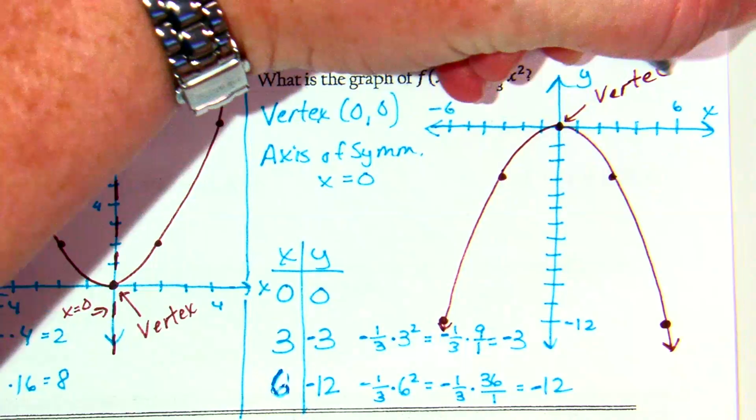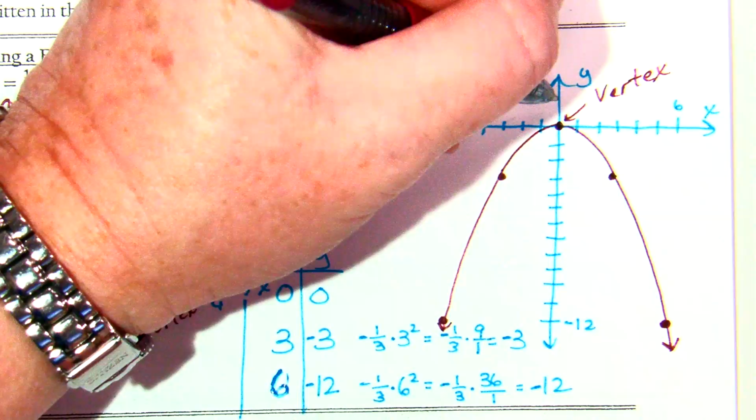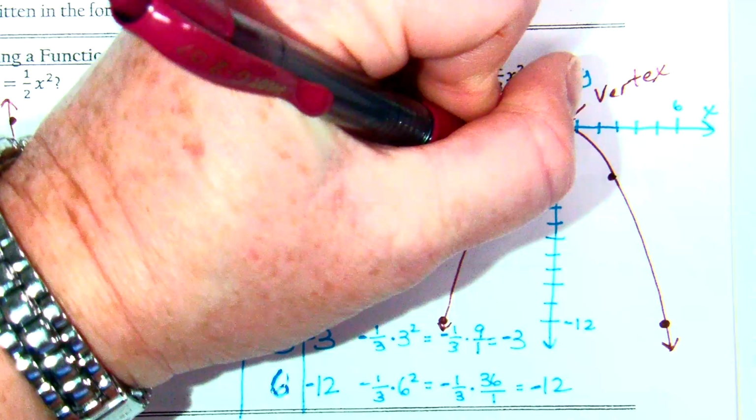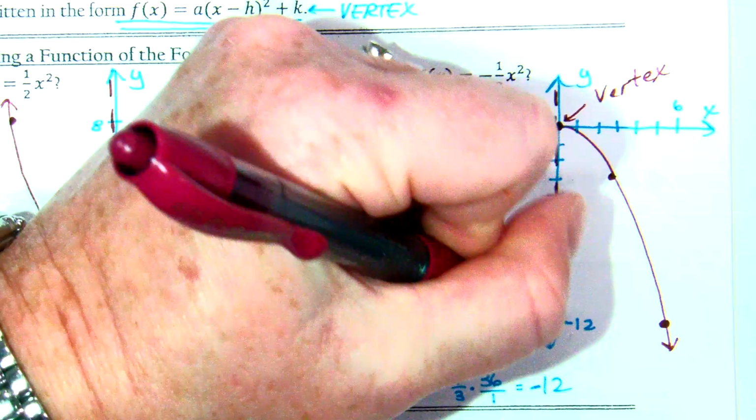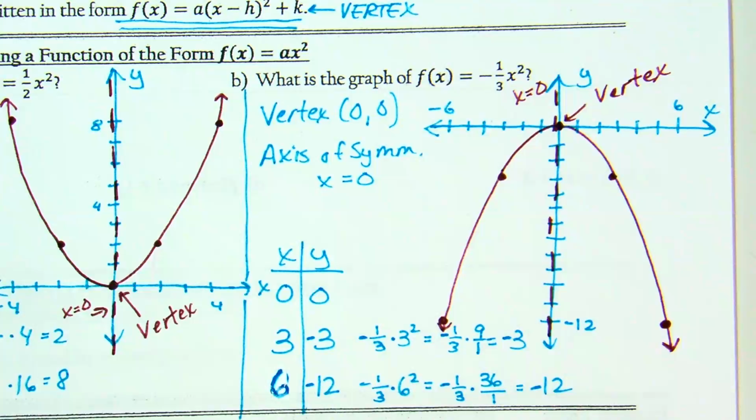Vertex again is at 0, 0. And if you have to draw in your axis of symmetry, it is a dotted line on the y-axis. And it would be the equation x equals 0. Okay, are we good on that?